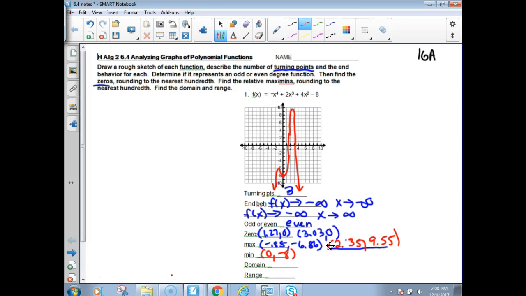About 3. So that's a sketch of it. Okay, and then the domain is negative infinity to infinity. And the range, though, it tops out. It goes from negative infinity up to the tallest max, which was at 9.55, and it includes it. So we need a solid bracket there.